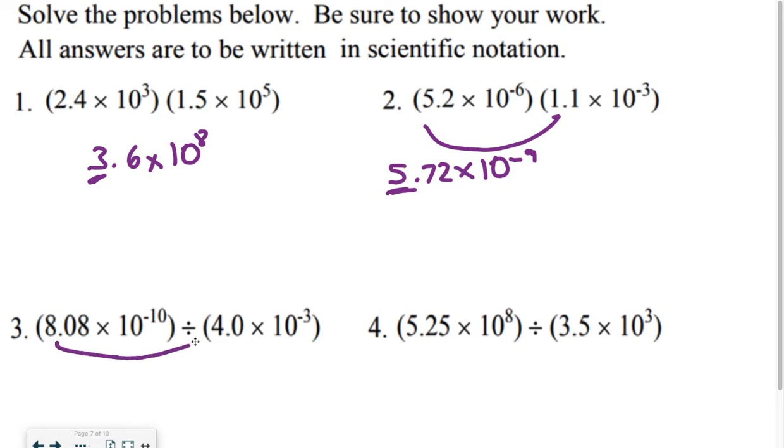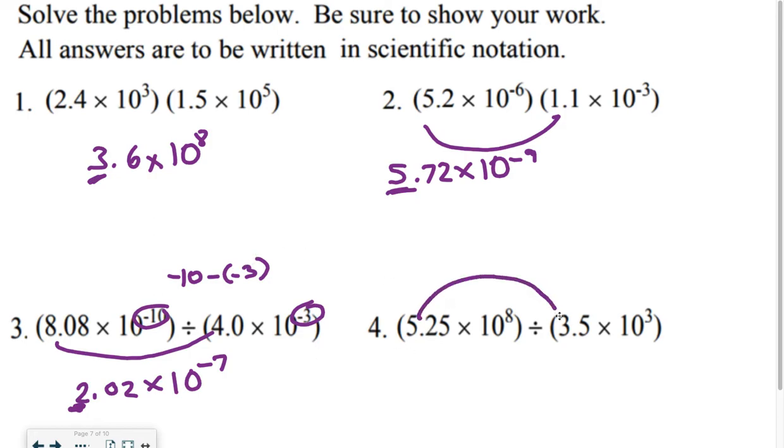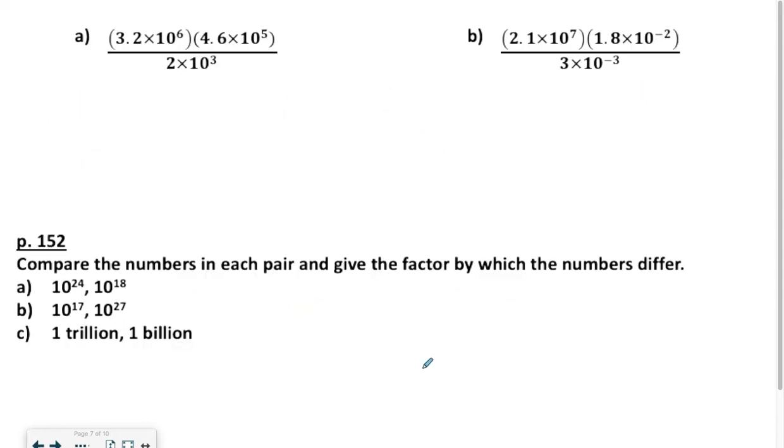Now, 8.08 divided by 4 is 2.02. Remember that when we subtract our exponents, you have to be careful. So it's negative 10 minus negative 3, which is positive in between, so negative 7. And again, because our value in front of the decimal is 1 through 9, we're in good shape. 5.25 divided by 3.5 is 1.5. Subtracting our exponents, 8 minus 3 would be 5. And because the value in front of the exponent is 1 through 9, no need to fix any decimals.